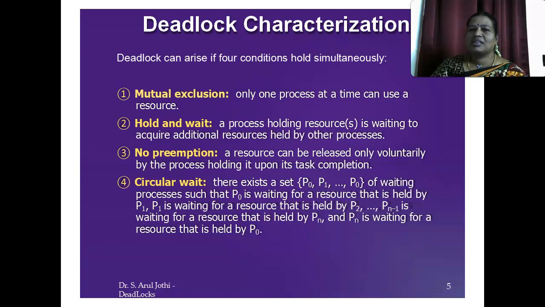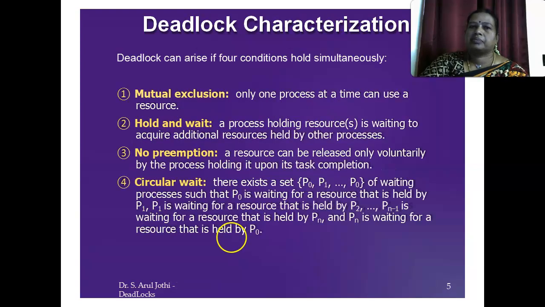Next one is circular wait. There exists a set of waiting processes such that P0 is waiting for a resource that is held by another process, that is P1, and P1 is waiting for some other resource that is held by some other process. If this continues, it forms a cycle which leads to deadlock. So these are the conditions where deadlock can arise. So we have to avoid situations holding this characterization.